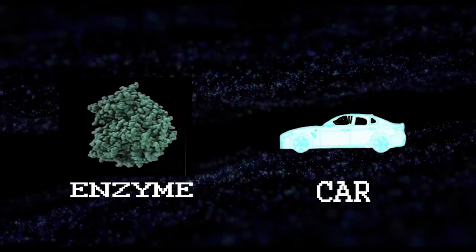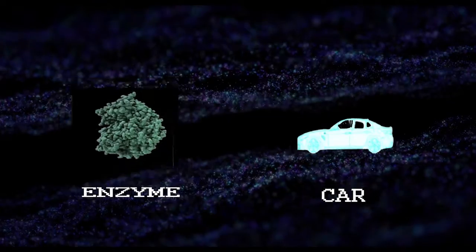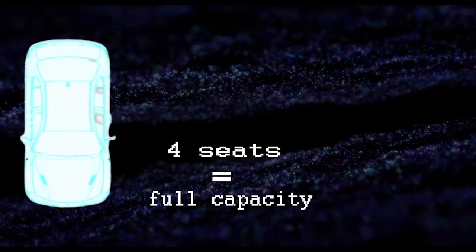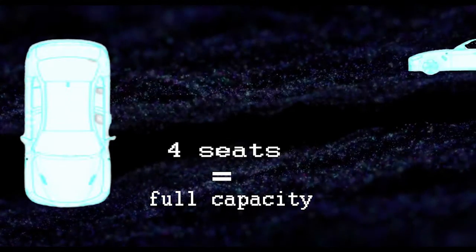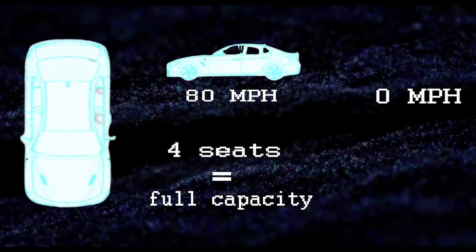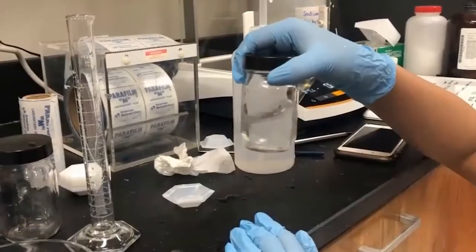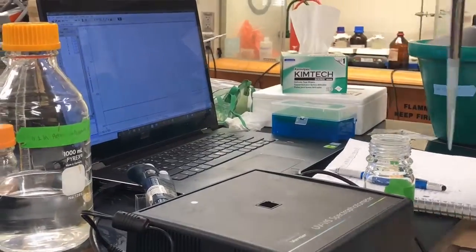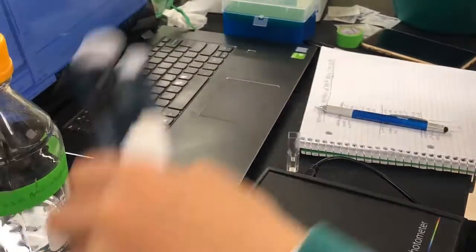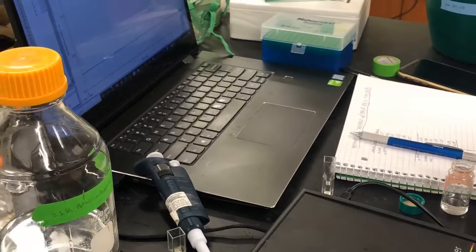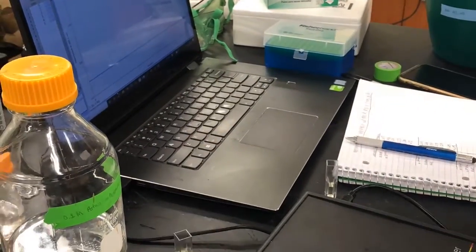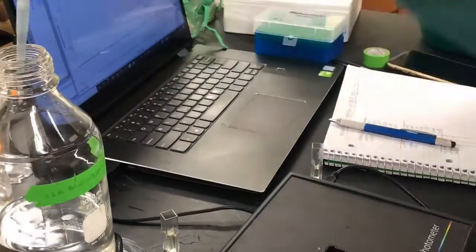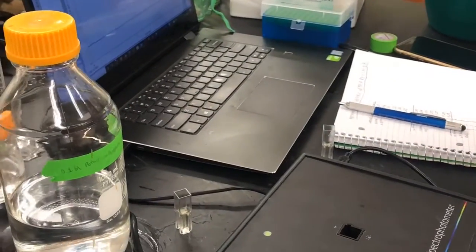The performance of an enzyme is similar to the performance of a car. Car buyers look for factors such as how many people the car can hold at full capacity and how fast the car can go from 0 to 80 miles per hour. In a similar way, scientists evaluate the performance of an enzyme by analyzing the concentration of substrate at which an enzyme is saturated and how fast it can convert the substrate to product under various conditions.